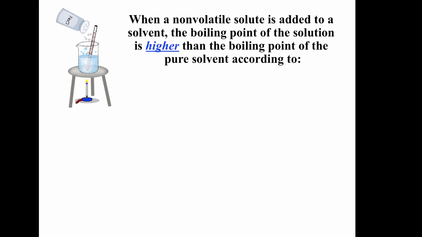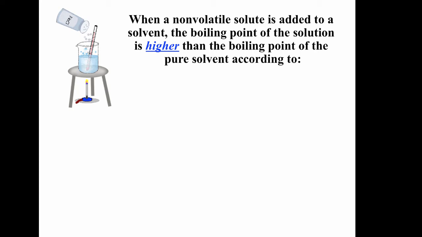In the previous screencast, we saw that when a non-volatile solute such as sodium chloride is added to a solvent such as water, the resulting solution has a freezing point that is lower than the freezing point of the pure solvent. Now, when a solute is added to a solvent, the boiling point of the resulting solution is different as well, but it's actually higher rather than lower than the boiling point of the solvent. So, when a non-volatile solute is added to a solvent, the boiling point of the solution goes up.